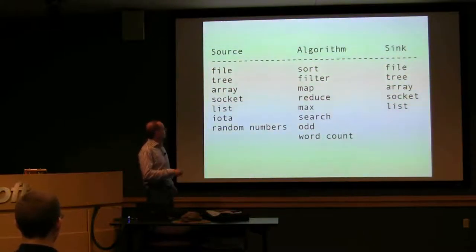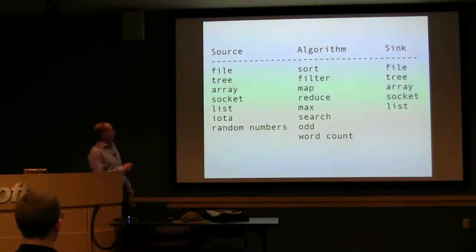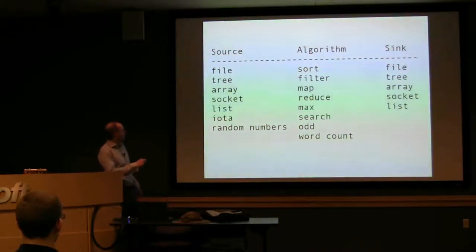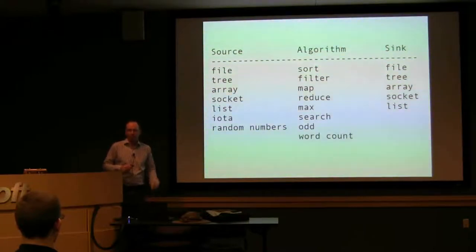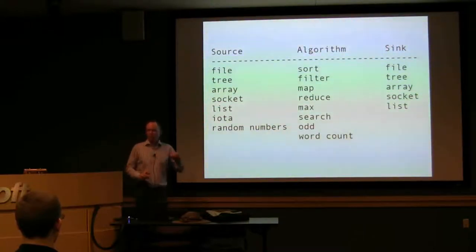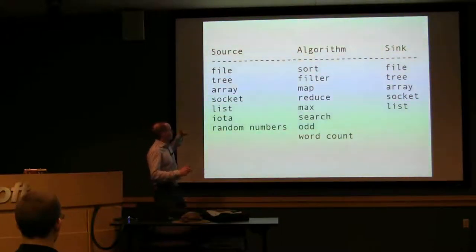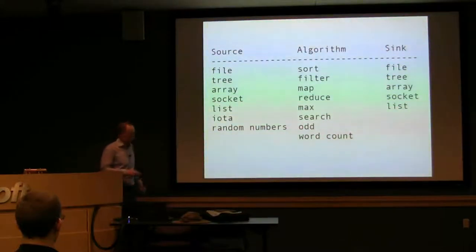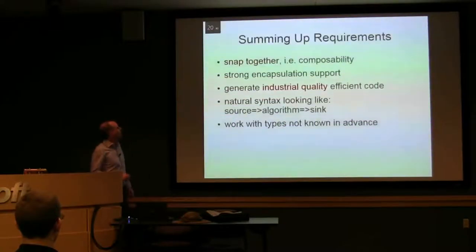Except that with programming, this should actually work. I should be able to take, let's say, an array, run it through odd, and write the output to a tree, and that should work. Or any other route through here, or I should be able to take a socket, go to sort, reduce, search, and then write the output to an array. So if I'm successful in doing that, then I have components, because my components can take this and this and this and just snap them together, and it should work. If it doesn't work, it's not a component and there's a failure somewhere along the line.